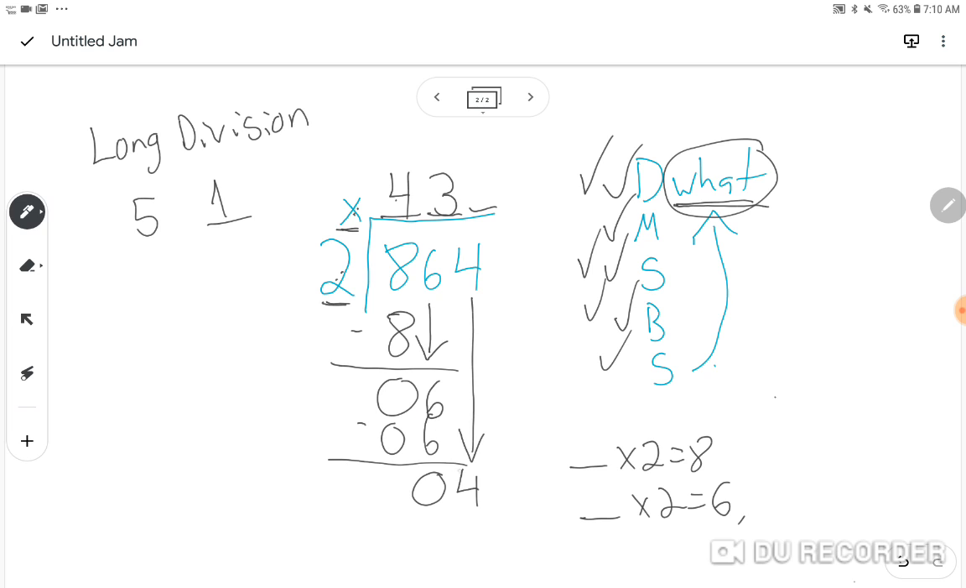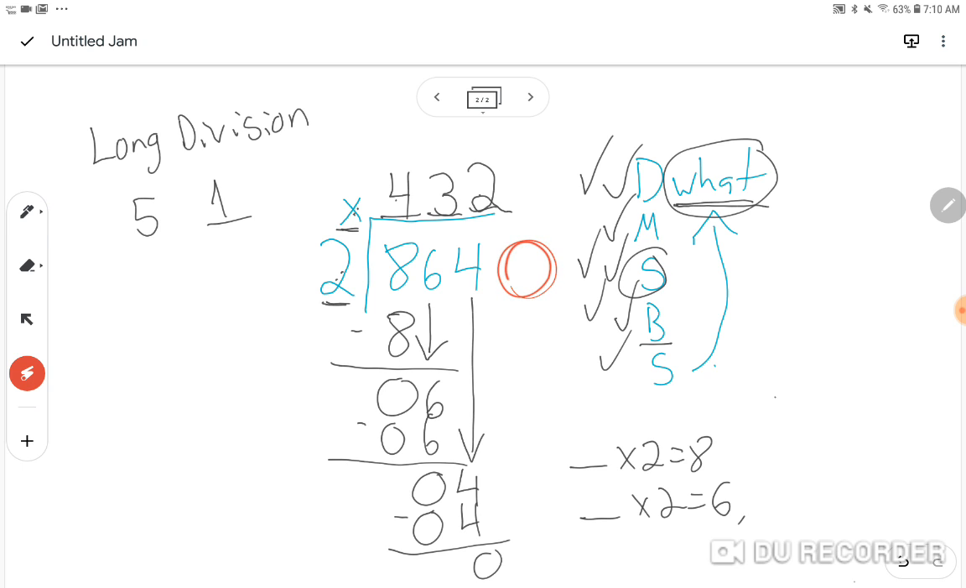What times 2 equals 4? 2. Remember the answer to the what question always goes on top. Then we touch it. 2 times 2 equals 4. We subtract, then bring down. But look, fifth graders, there is nothing to bring down. So that now we have our quotient. Our quotient is 432. Okay, if you got it right, give yourself a little star. If you did not get it right, no problem. Let's go on to the next one.